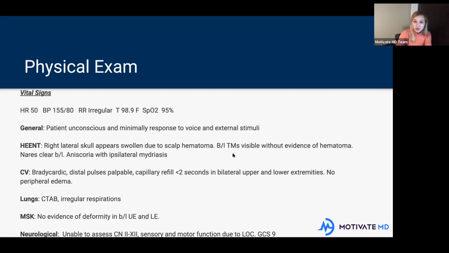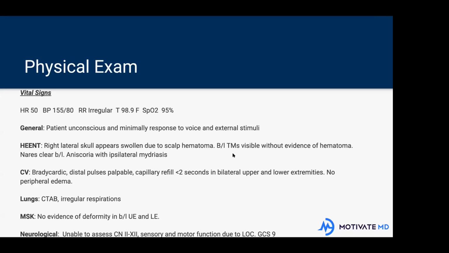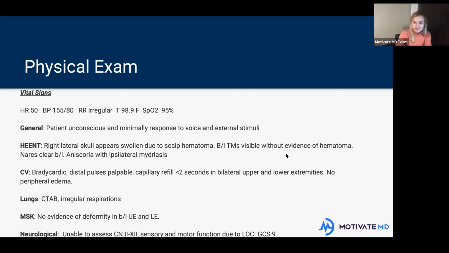I'll give you a clue. It's in your ear. Tympanic membrane? Nice. Very good. Yes, tympanic membrane. Very good. So we say bilateral TMs, tympanic membranes, are visible without evidence of hematoma.